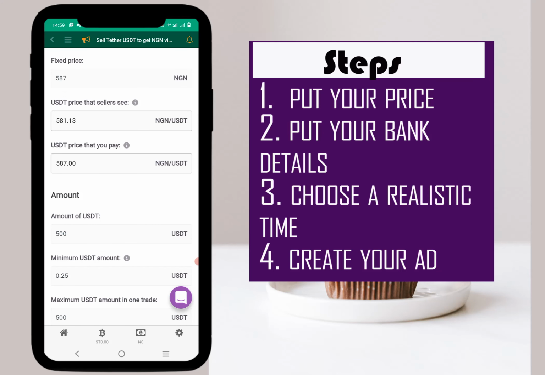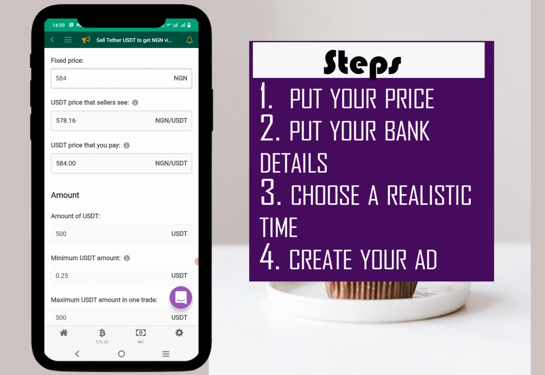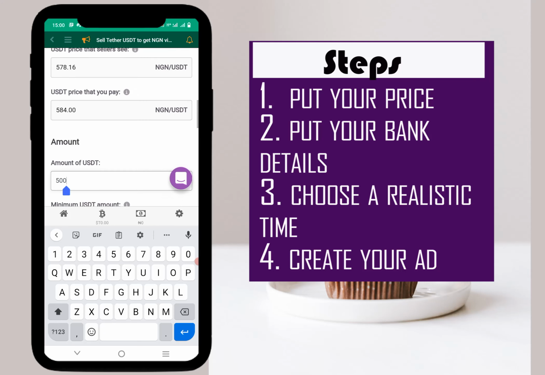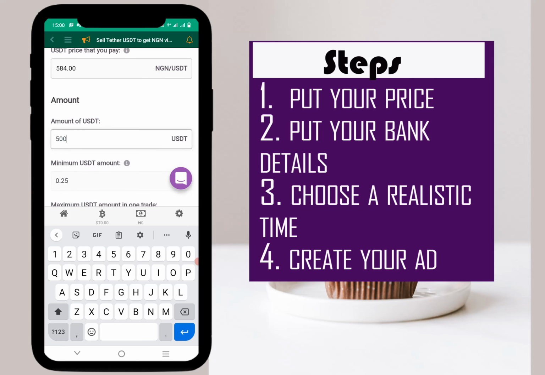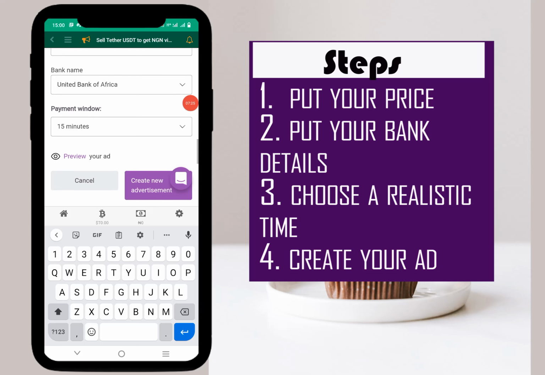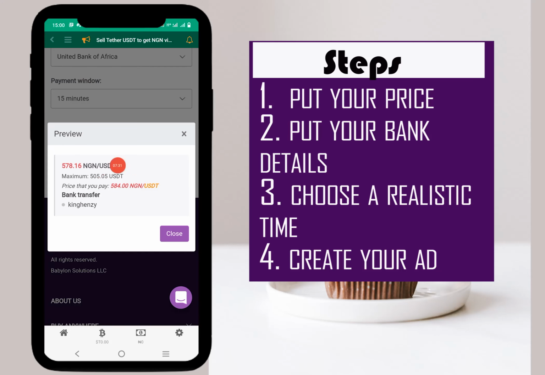I've created an ad that people can sell to me at 581, but I think I want to drop it down a bit. So I would want to make this 584. So my rate is 578, so that people can sell to me now. Once you've done this, you go ahead and click on the bank, add everything, and then click on create advertisement. You can preview your ad before you create the advertisement. So this one, my ad is going to show 578.16, and the price I pay is 584.